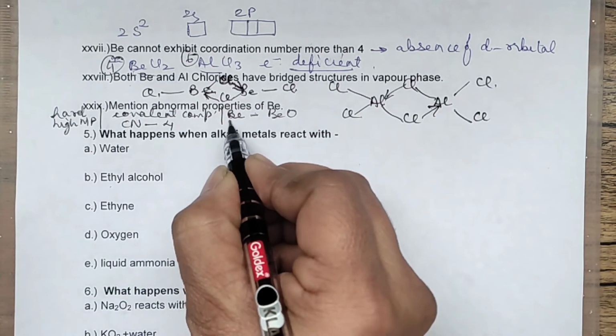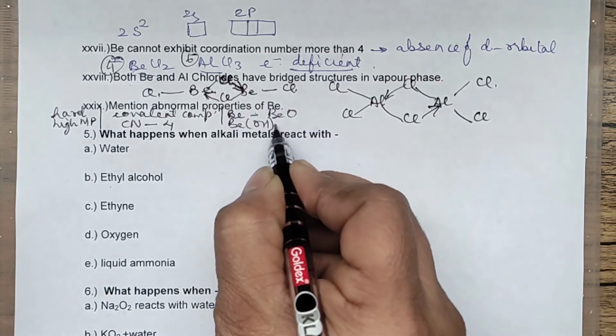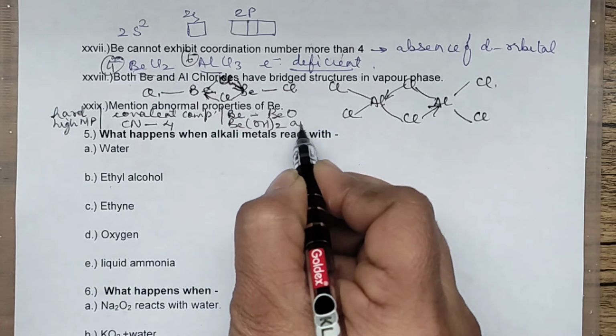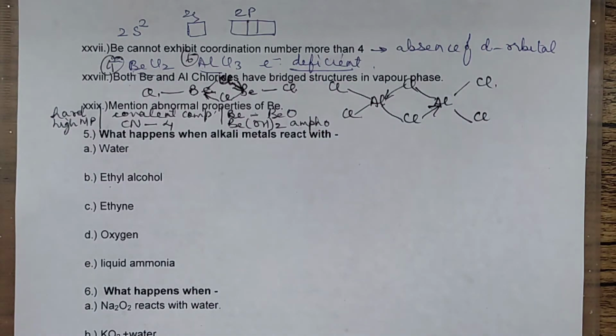Then you can also mention that beryllium hydroxide and beryllium oxide are amphoteric in nature. So at least 4-5 properties of beryllium you can remember which are abnormal. Right? Now we move on to the reactions.